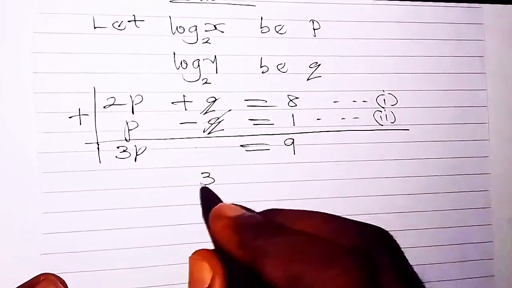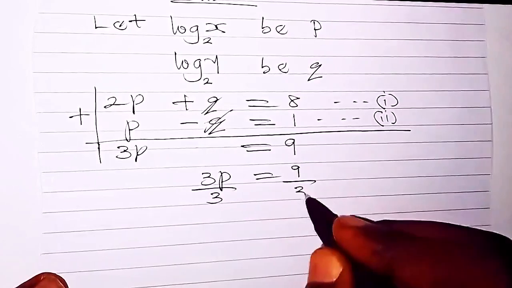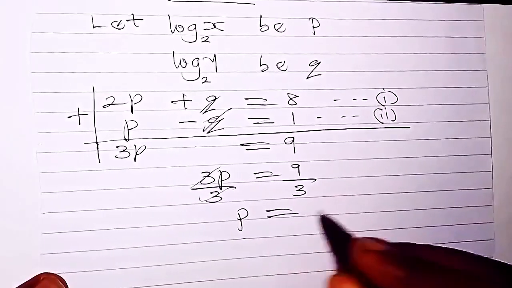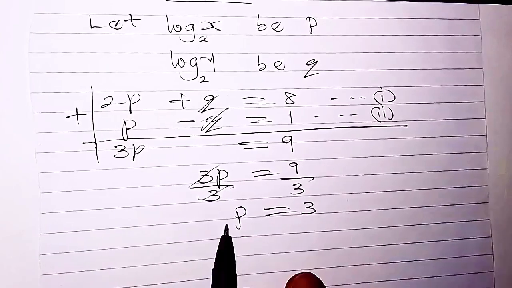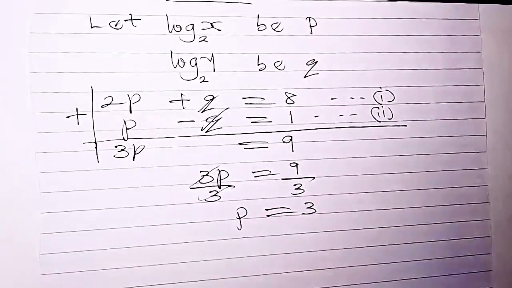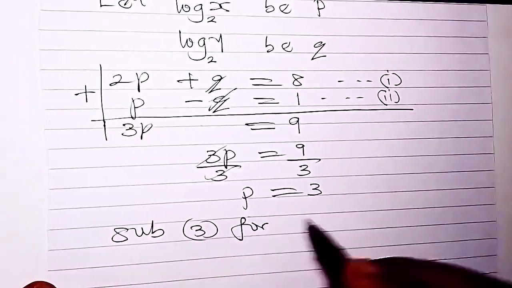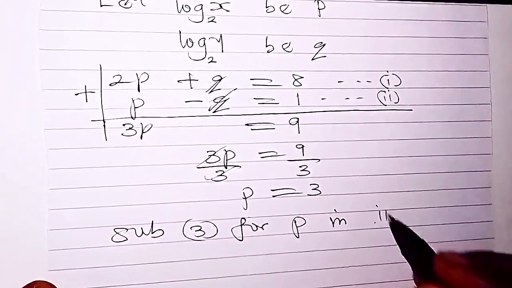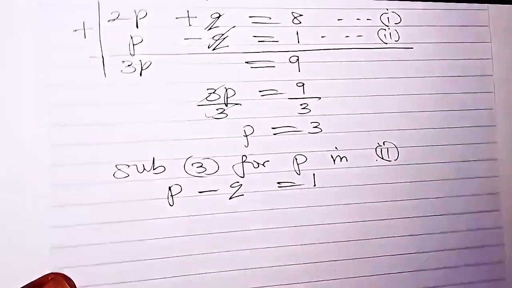And then solving for p actually becomes very easy. Dividing both sides by 3, and our p becomes 3. And then we've got to substitute 3 for the value of p in any one of the equations. So we go ahead substituting 3 for p in, let's say, equation 2, and that becomes p minus q equal to 1. That's equation 2.